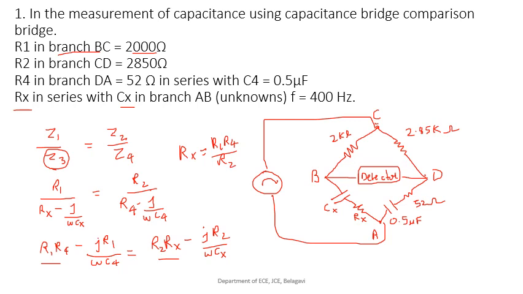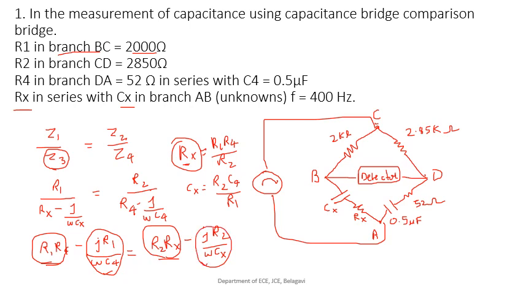You can see that it is different from the previous problem. Why it is different is because your branch is changed. We are finding the R3 branch, or you can say C3 and R3 here, that is your Rx. Same way, Cx will be R2 times C4 divided by R1. If you equate the real parts, you will get Rx, and if you equate the imaginary parts, then you'll get Cx.